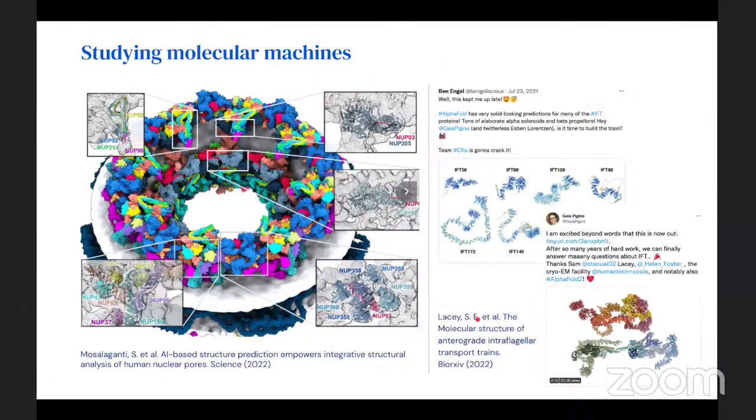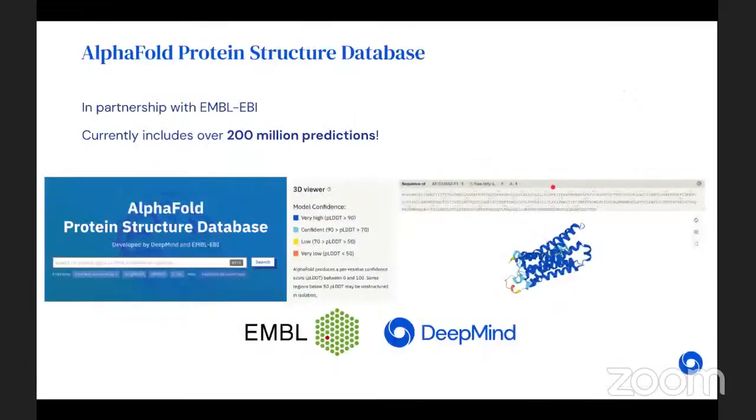And on the right are the intraflagellar transport trains. I don't think I can pronounce that, but this is also a similar application where you can use these AlphaFold predictions to understand experimental structures, experimental results, and build up your models.